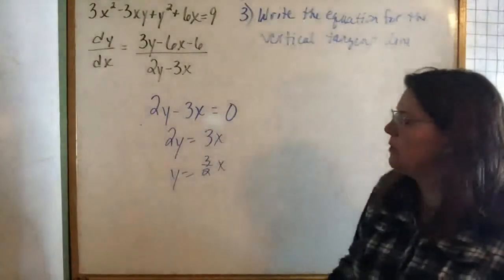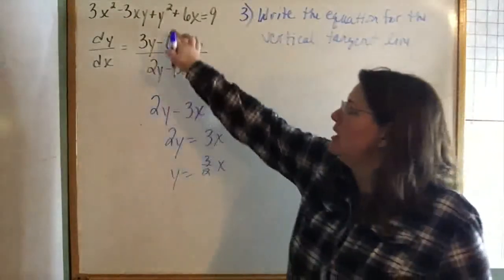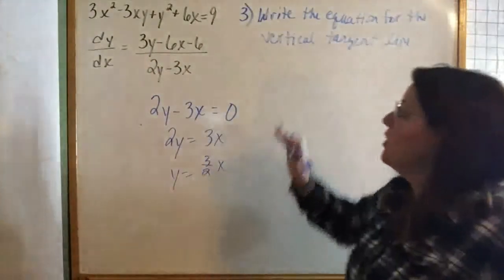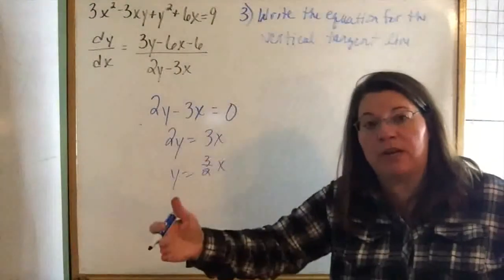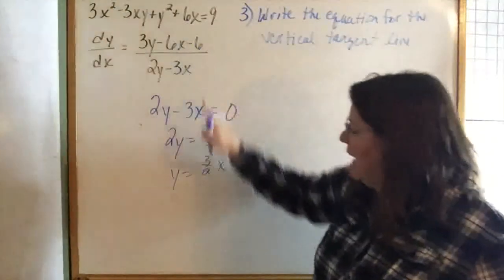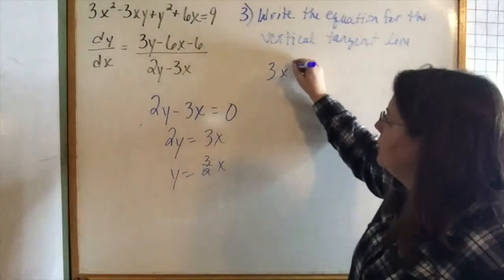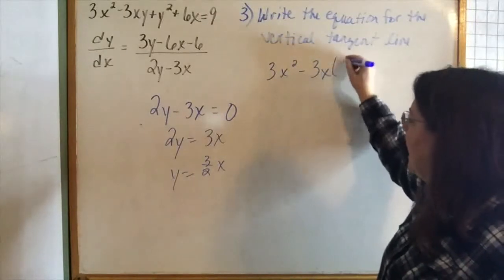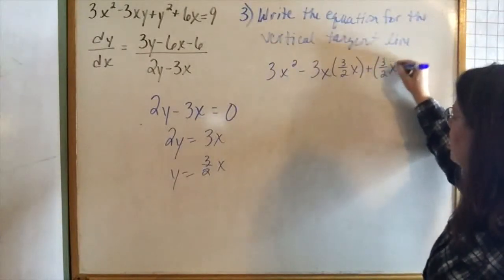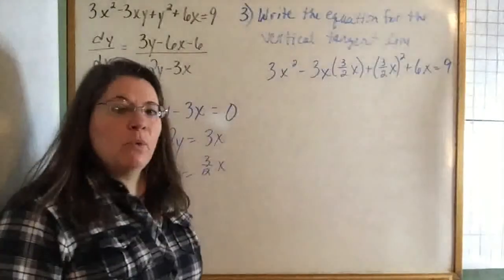So if y equals 3/2 x, what I could do is plug this back into the original and figure out what my vertical tangent lines would be, because once I solve those for x, I would have x equals a number which would represent the vertical tangent line. So I'm going to replace everywhere I have a y with 3/2 x. So I've got 3x squared minus 3x times 3/2 x plus 3/2 x squared plus 6x equals 9. So now I want to solve this for x.